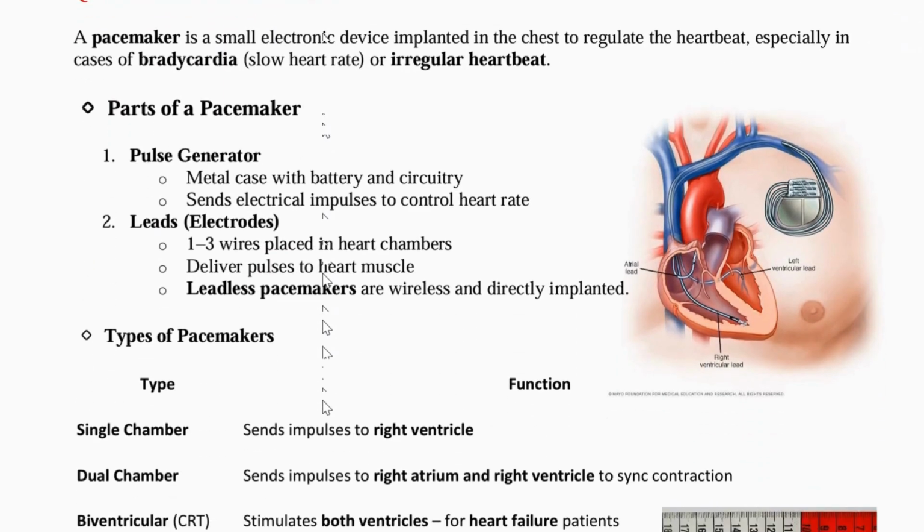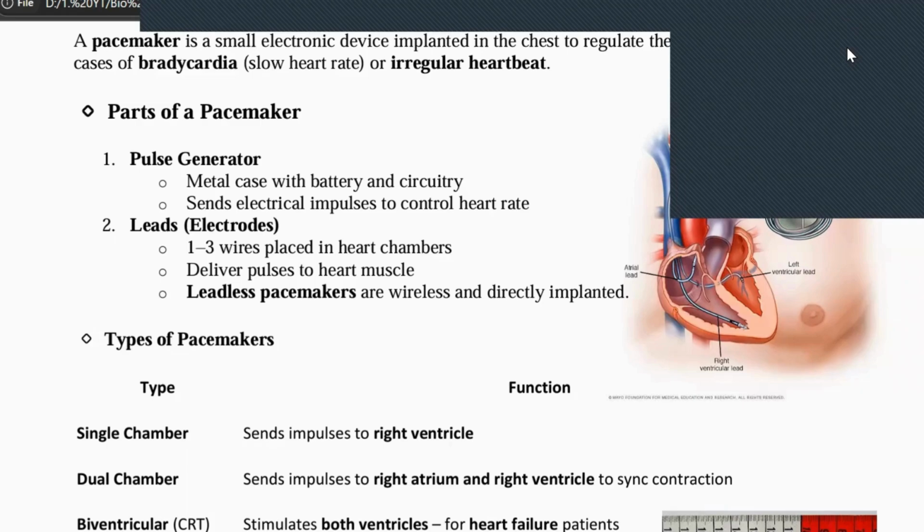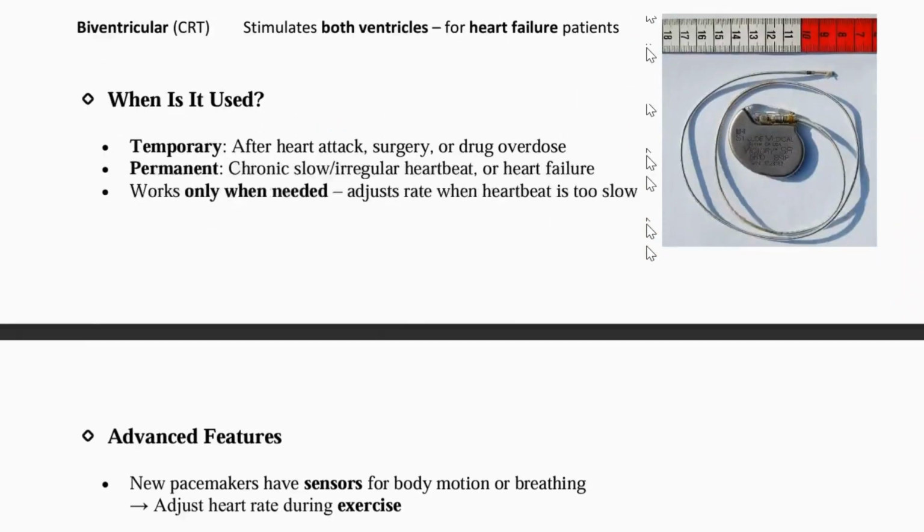Next comes pacemakers. You have to write a short note if they ask. It's a small electronic device implanted in the chest to regulate the heartbeat, especially in case of a slow heart rate or irregular heartbeat. Okay. What is this part? It is the pulse generator. It generates the electrical pulses to control heart rate. So these are 1 to 3 wires placed in the heart chambers, which deliver the pulses to the heart muscle, and there are leadless pacemakers. There are types of pacemakers, so how it is used and when it is used.